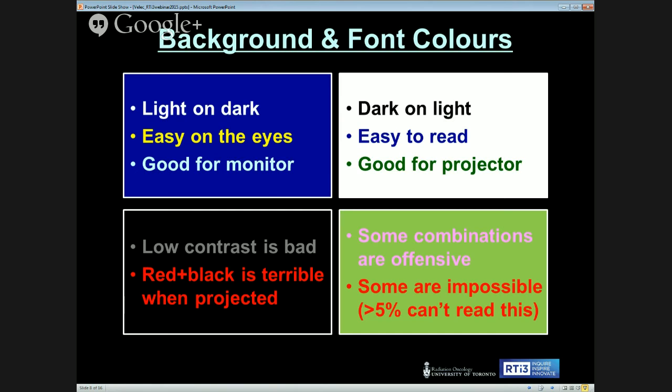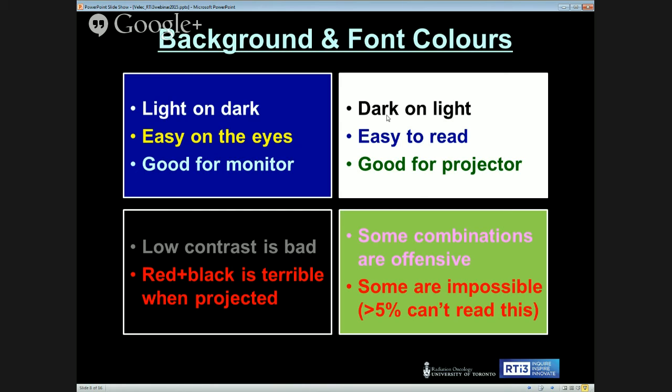Yeah. So in terms of colors, to some extent, people are going to be limited by the templates they're forced to use from their institution. But in general, contrast counts here. Light on dark is very easy on the eyes. I feel like this is very good for monitors, so backlit monitors, basically what everybody's sitting in front of right now.